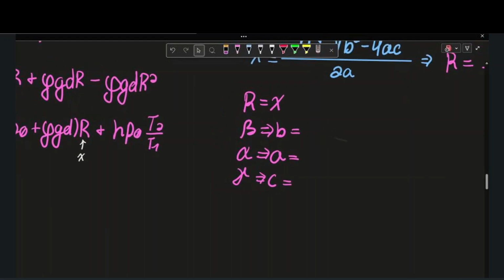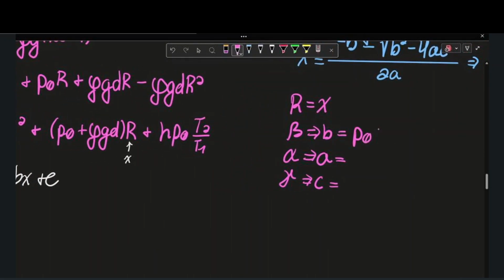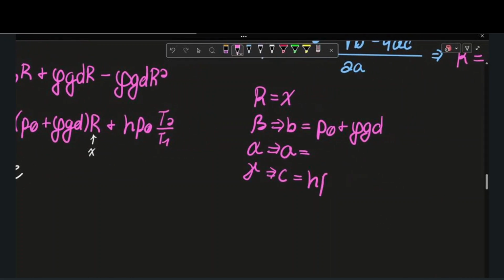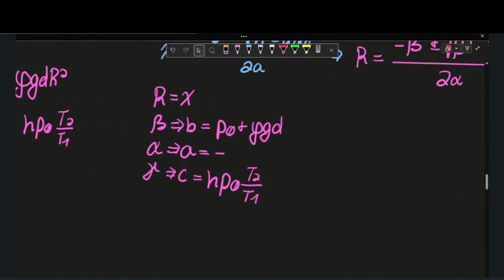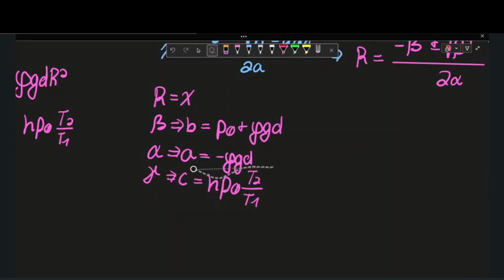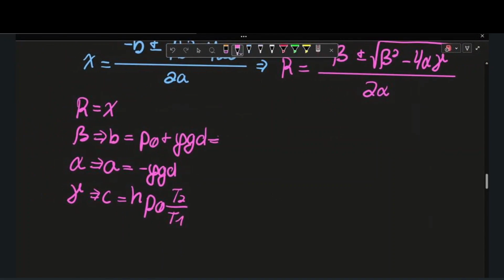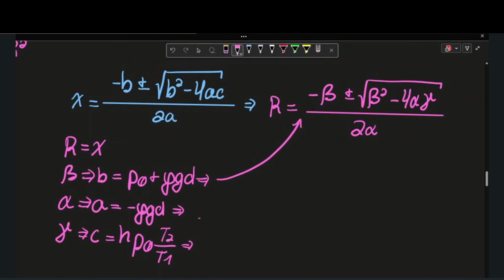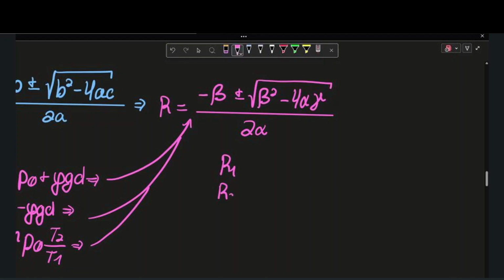Now these would be equal to: beta is P naught plus rho g D. Gamma would be H P naught T2 over T1, and then our alpha would be negative rho g. And that should be our 3 terms for the quadratic equation. From there, you just solve for these numbers using your numbers, and then you get a, b, c, and plug it back into here. And then from there, you get 2 values, R1 and R2.